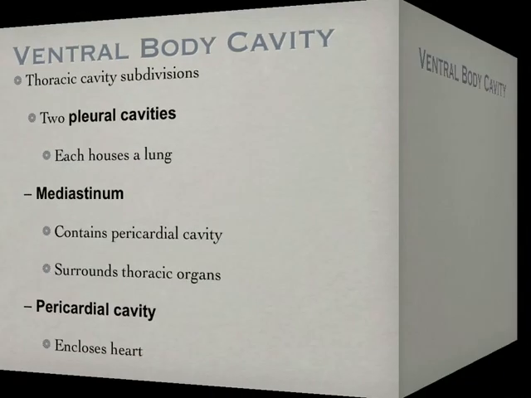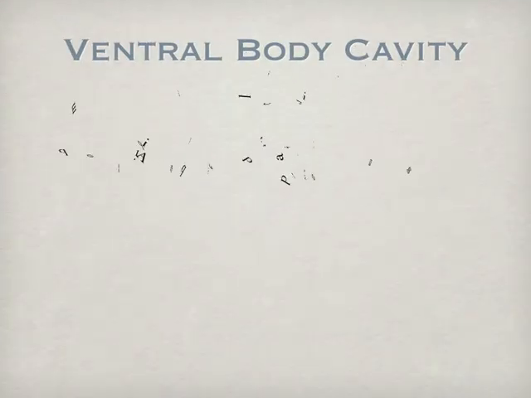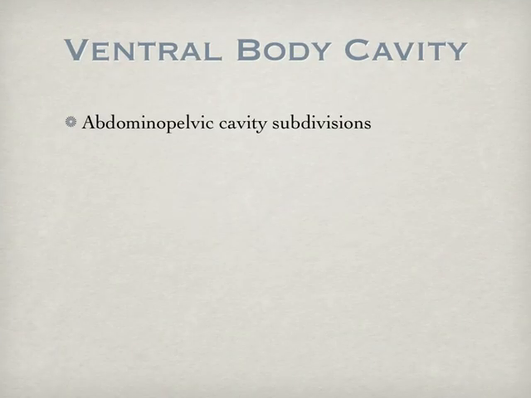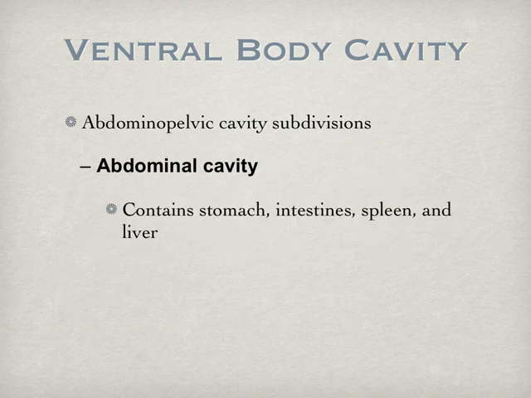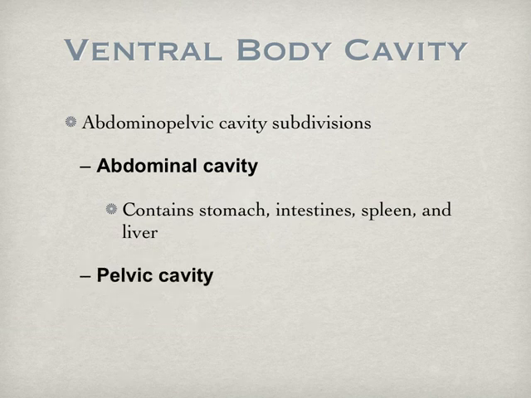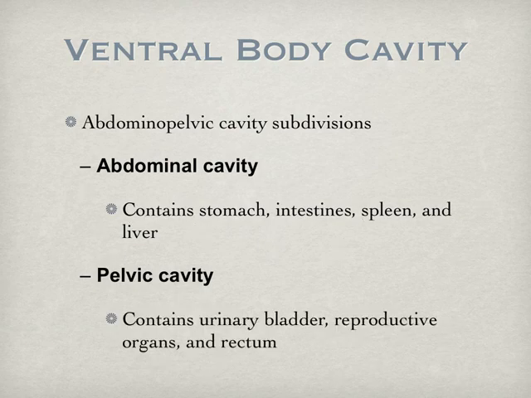Below the diaphragm, we have a region known as the abdominopelvic cavity. And the abdominopelvic cavity has two main regions: the abdominal cavity, where you find the stomach, intestines, spleen, liver, pancreas, and all the other abdominal organs. Below that, which is actually below the line of your hips, you find your pelvic cavity containing the urinary bladder, reproductive organs, and the rectum.